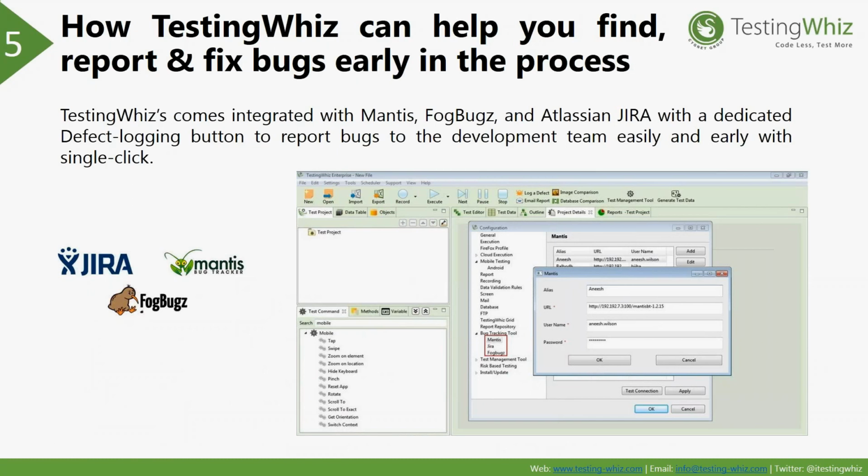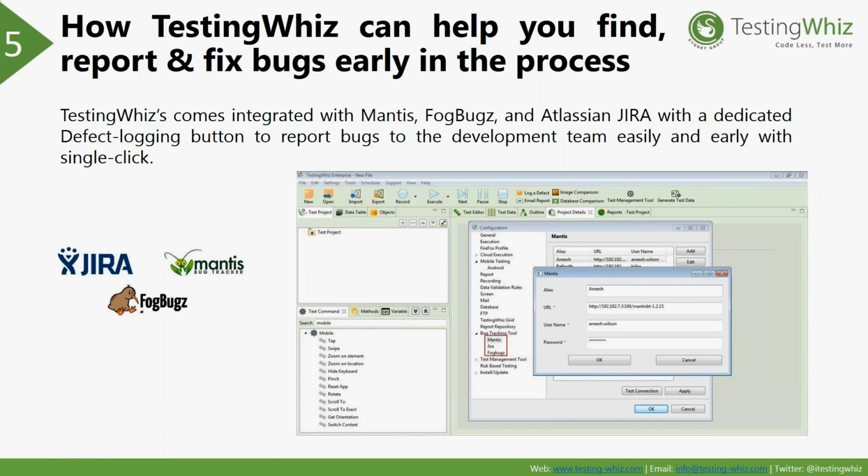TestingWhiz already comes integrated with some of the most popular tools available in the market, like Atlassian Jira, FogBugz, Mantis, etc. The way it works is, whenever a script fails, you have an option to press a button and integrate your system with it, which would log a defect.